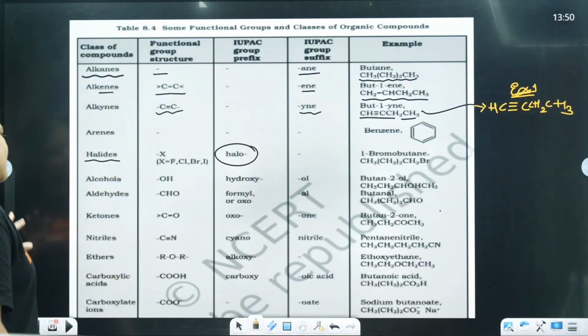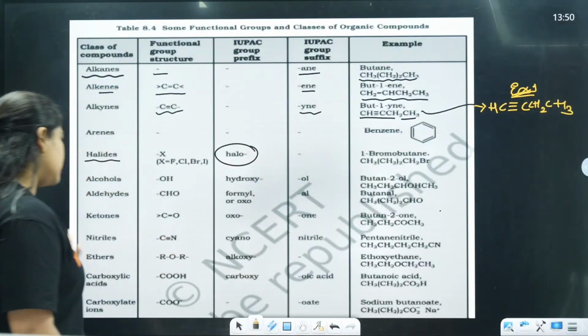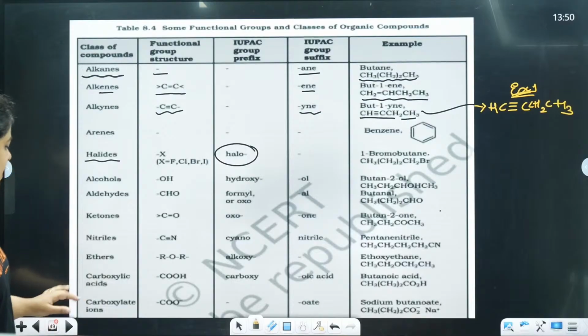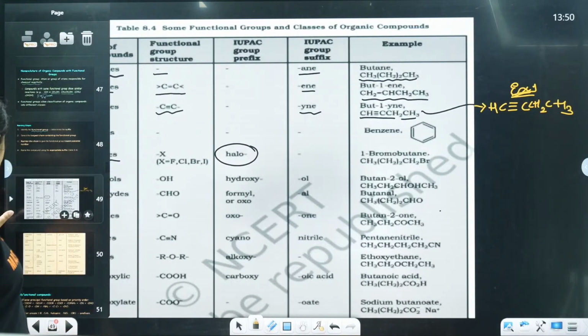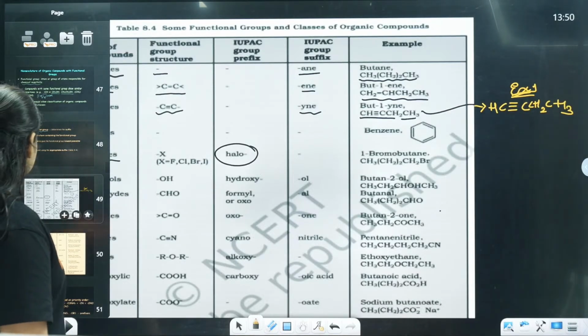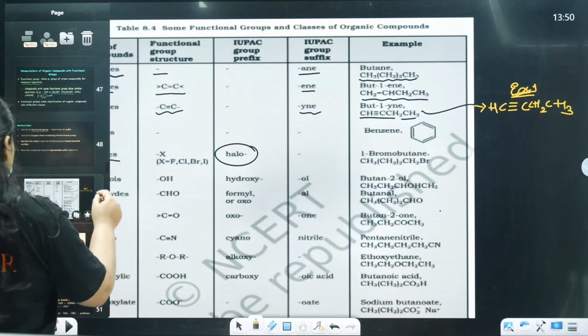Clear? Next, the same applies to ketones, nitriles, ethers, carboxylic acids, and carboxylate ions as well. Clear? Understood?